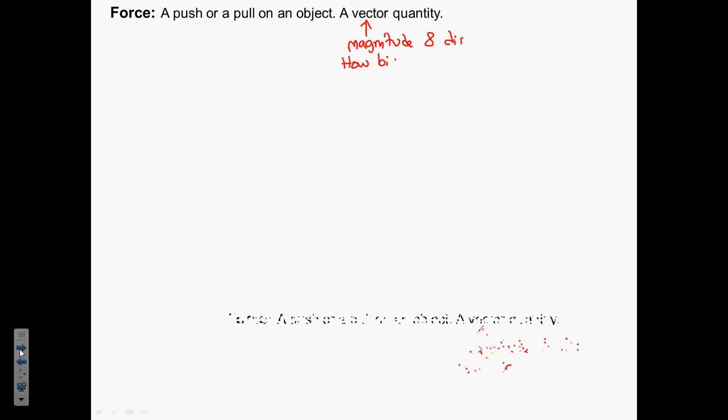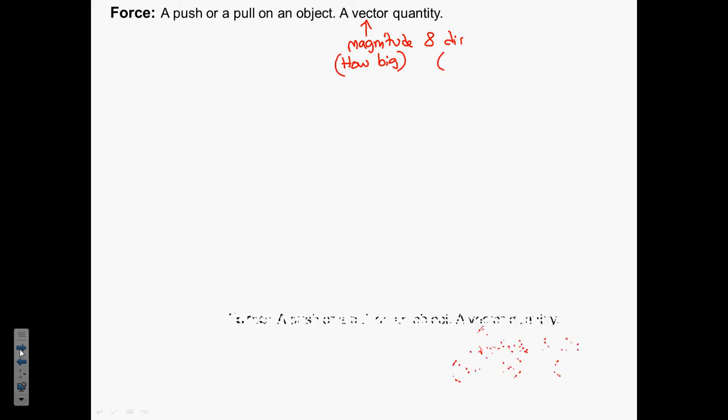So a force is a physical push or pull on an object, and it's a vector quantity. And remember that a vector has both a magnitude and a direction. So for a force, meaning how big is the force? And the direction is exactly what it states.